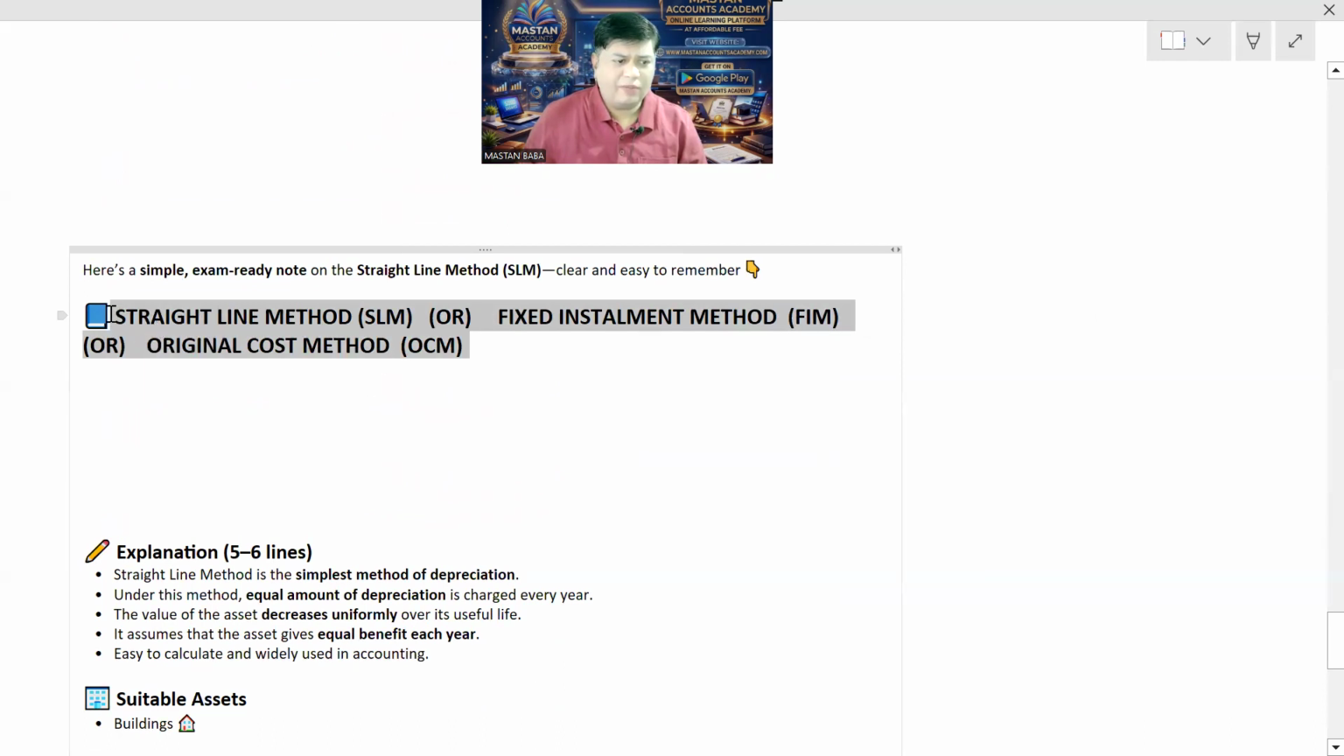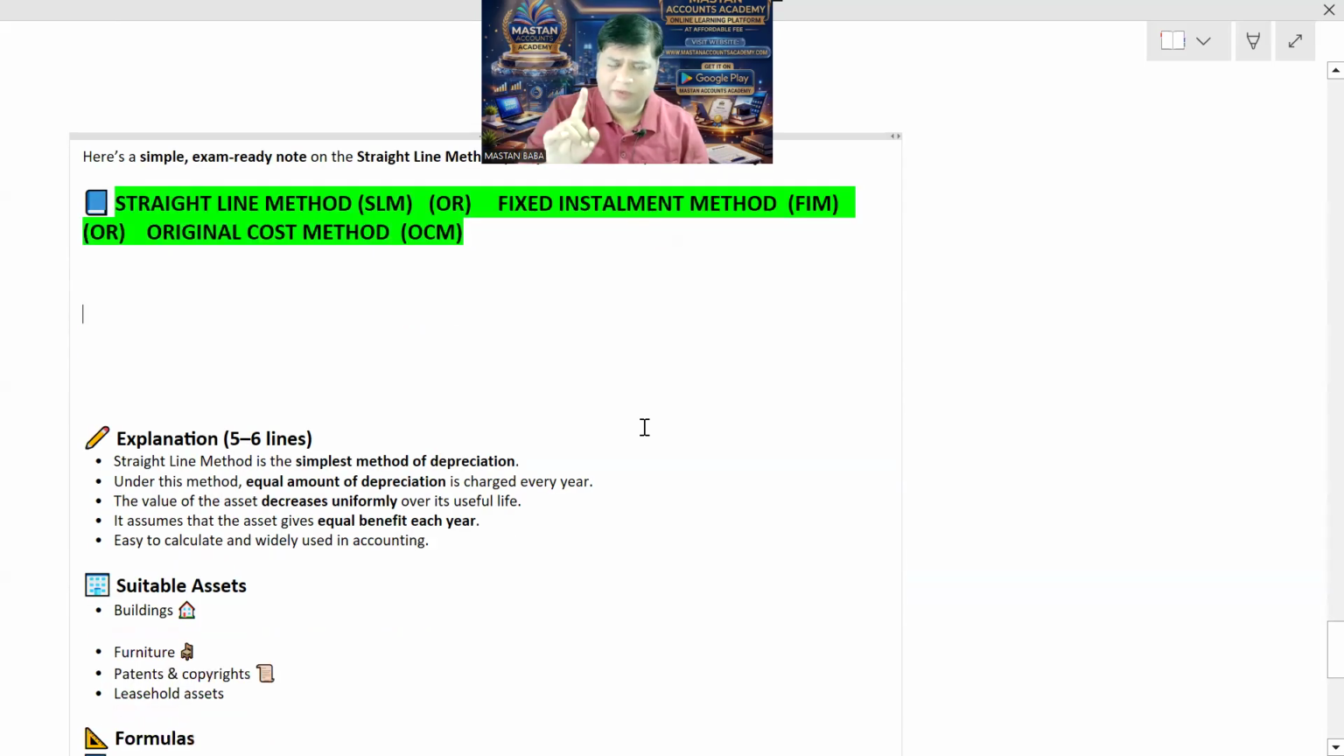So these are the three names. Again, repeating once again: straight line method, you can call it SLM. Fixed installment method, you can call it FIM, and original cost method, you can call it OCM. For only one method, you can call it by three names: straight line method, original cost method, or fixed installment method.